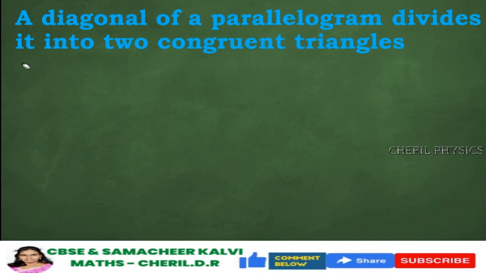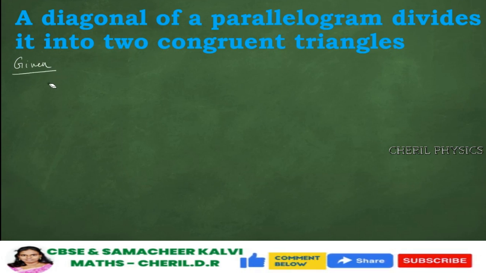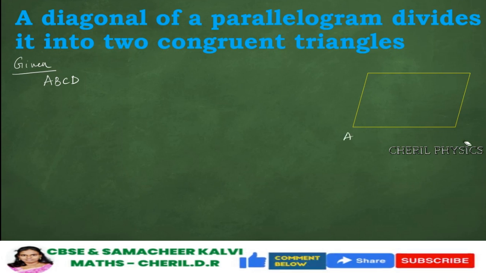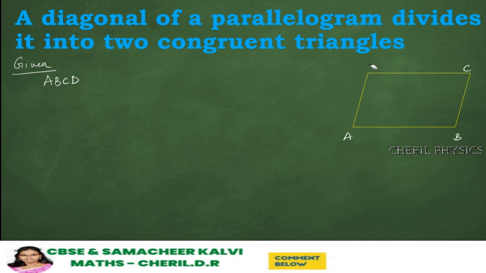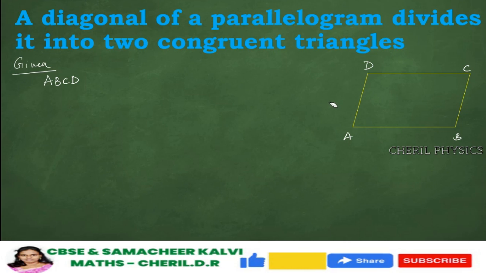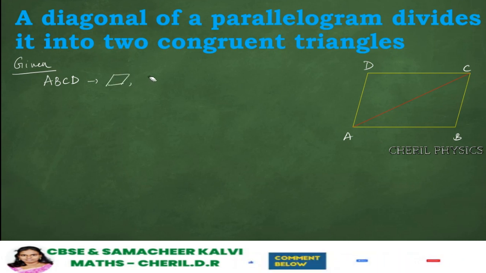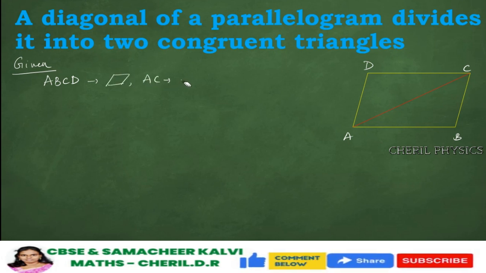So now what is given to us? The given data are that ABCD is a parallelogram. We are given a parallelogram ABCD. So this is the given parallelogram, and we are talking about a diagonal AC. AC is the given diagonal. So this is what is given.